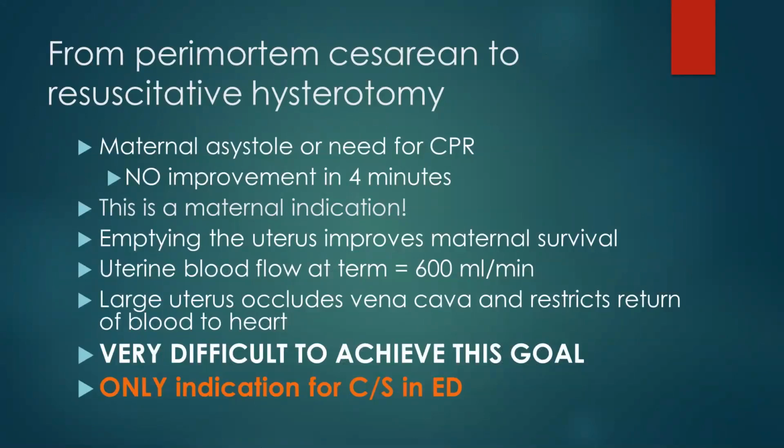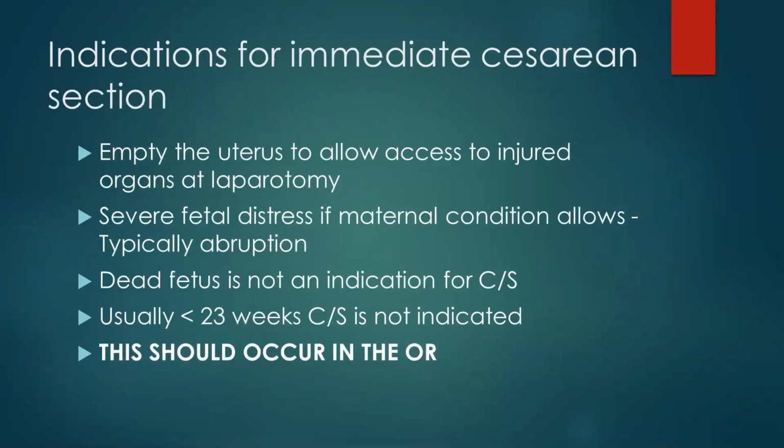Again, this is very difficult to achieve, and really this is the only indication to ever do a C-section in the ED or anywhere that's not the operating room. And again, that's for maternal asystole. So indications for immediate C-section, and these are the C-sections that I'm talking about that should occur in the operating room. The reason, again, is to empty the uterus and allow access for our trauma surgeons to really survey the upper abdomen to look for any injuries.